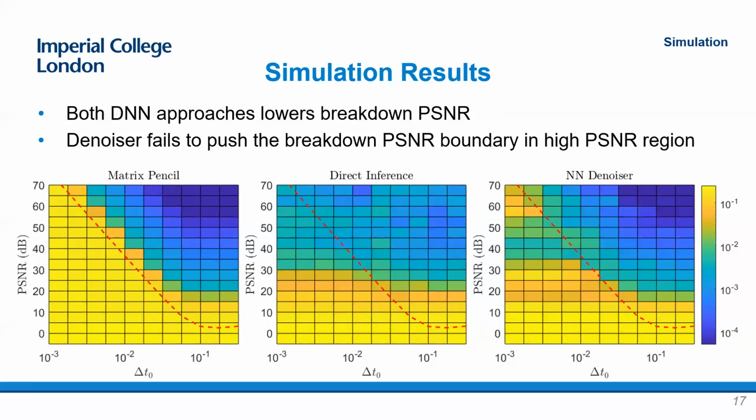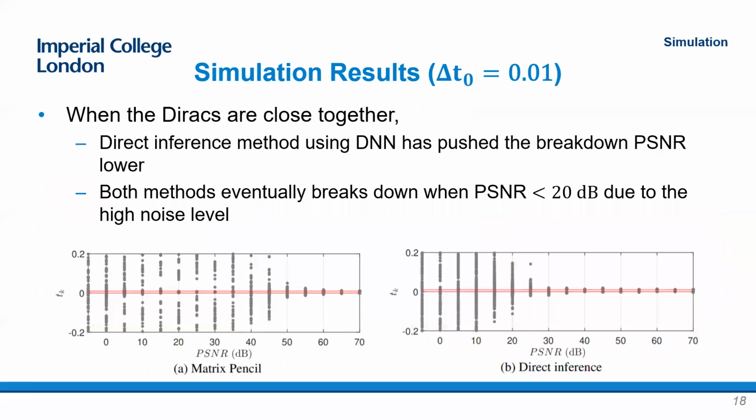Comparing the two network-based methods, the deep neural network denoiser fails to push the breakdown PSNR boundary. This could be explained by the no noise power in the samples, which leads to the minimal difference between the noisy samples and the ground truth samples. So, even though it has outperformed the direct inference approach when the PSNR is high and the Diracs are sufficiently far apart, the top right region, the denoiser has a limited impact on the breakdown PSNR.